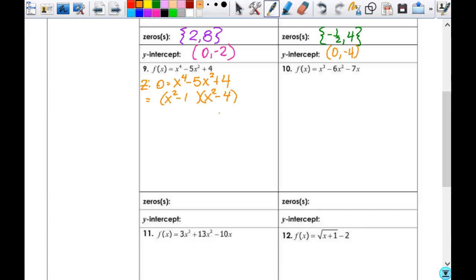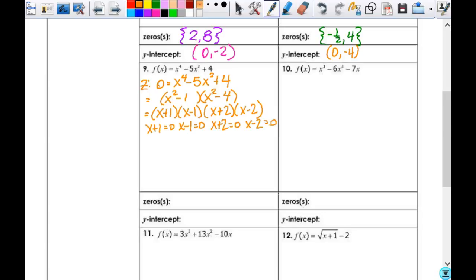Can I factor that? Yes, I can. So that's equal to x plus 1, what? Very good. Difference of two squares. It's on that little flow chart. You've got to know it. You've got to be able to get through it quickly. So then I set x plus 1 equal to 0, x minus 1 equal to 0, x plus 2 equal to 0, x minus 2 equal to 0.